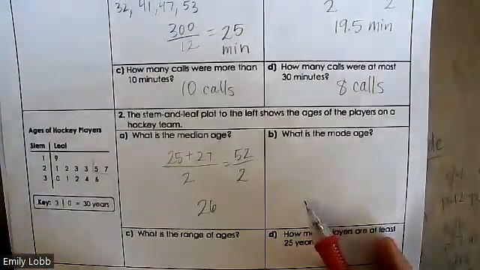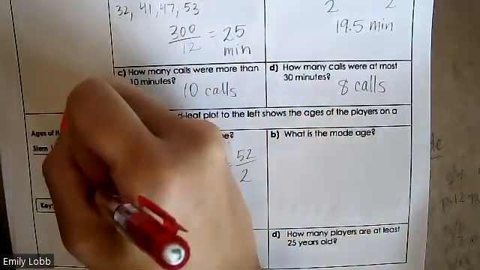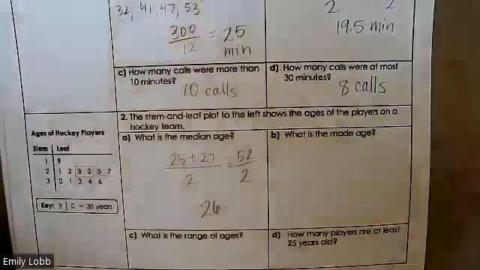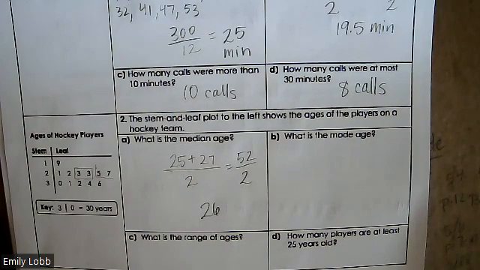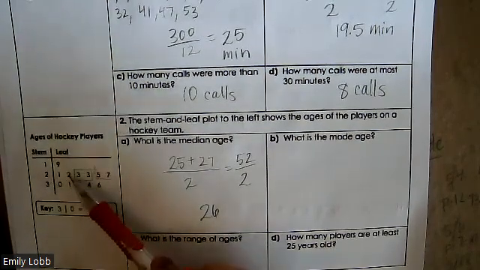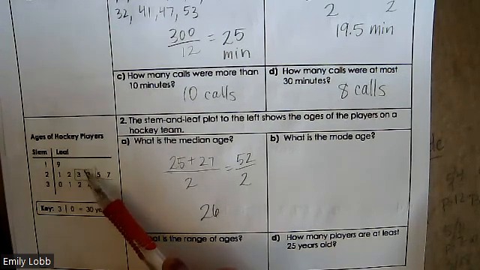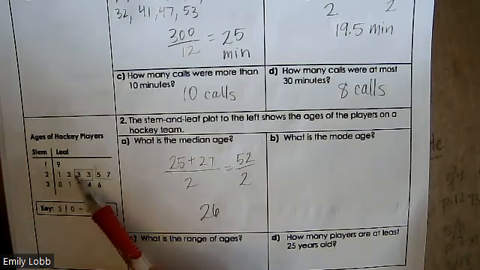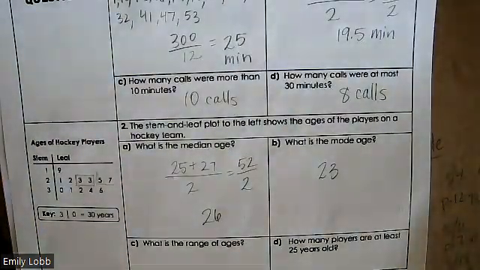The mode age, which one of these occurs the most? I notice this 3 is on here twice. Does anything occur twice or more? Anything else? There are 2 2s, but this 2 is 22 and this 2 is 32. Same with the ones. This one is 21 and this one is 31. So the data value that occurs the most is not 3, but 23. So be careful with that because we have to think about what those values are representing in our stem and leaf plot.